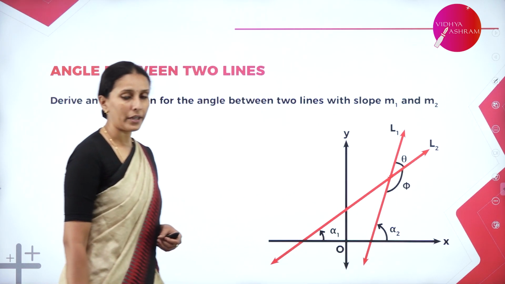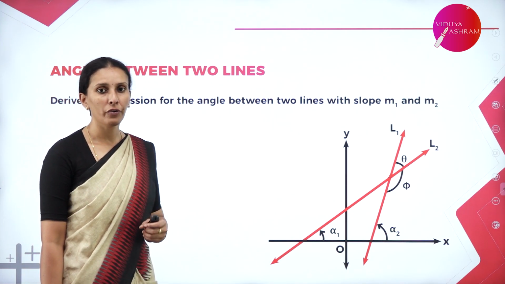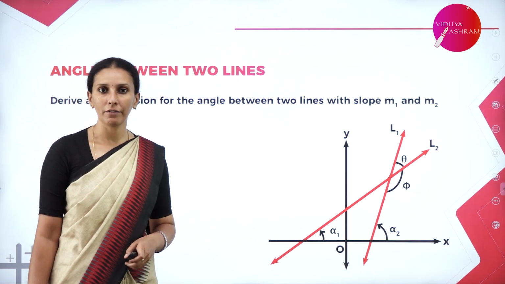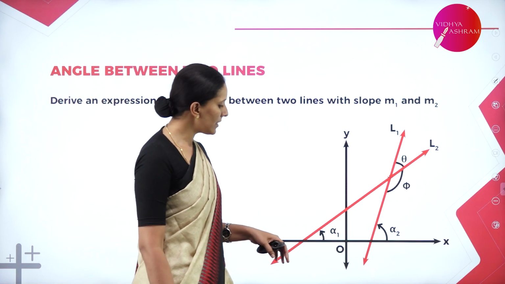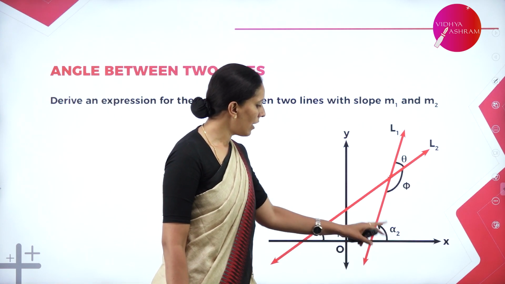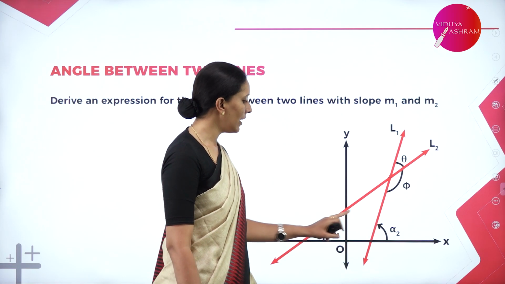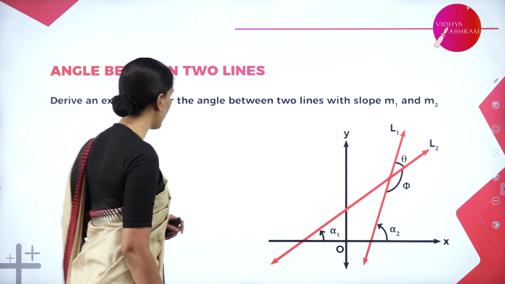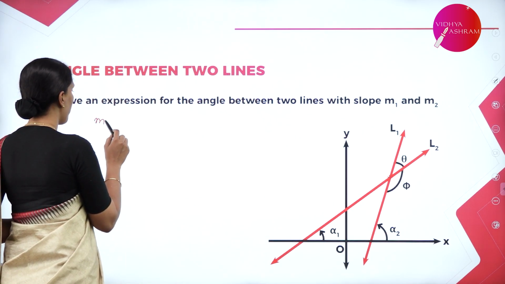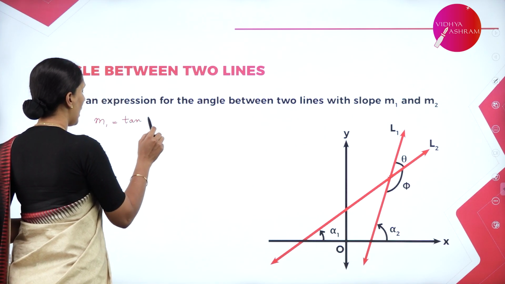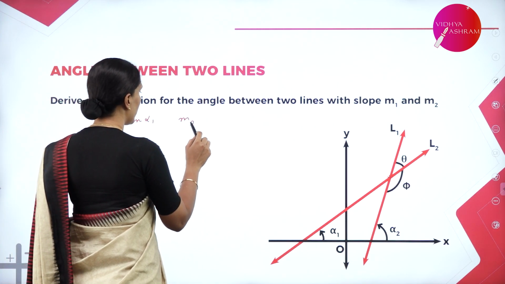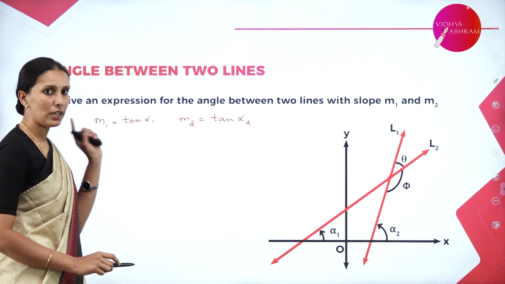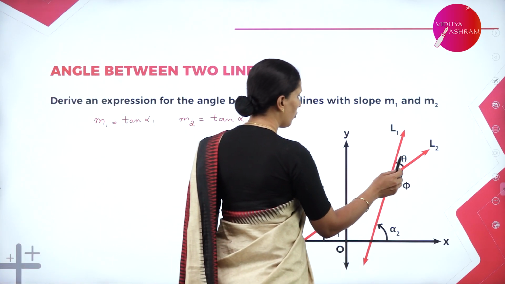Now we are going to find out the value of theta. How do we find the value of theta whenever two lines intersect with inclinations alpha 1 and alpha 2? You can clearly see here that the angles alpha 1 and alpha 2 are completely different. So let m1 and m2 denote the slopes of the lines. Let m1 is equal to tan alpha 1 and m2 is equal to tan alpha 2. These are the slopes of the lines. Now I need to find out the value of theta here.